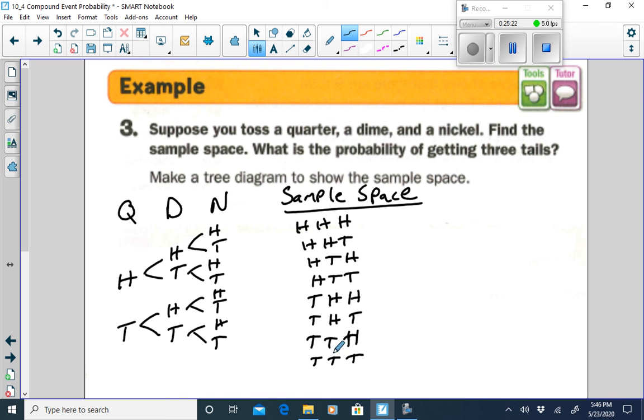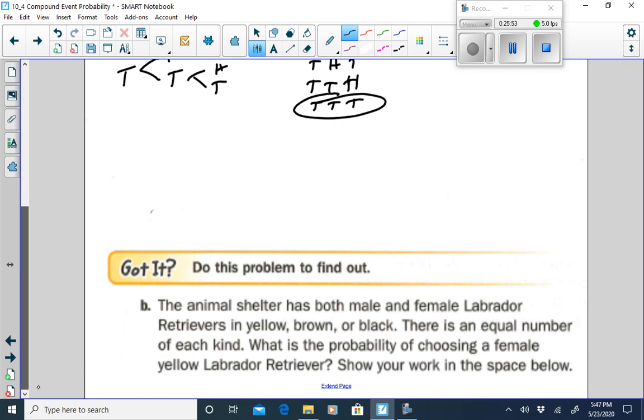What's the probability of getting 3 tails? Here's my 3 tails. So the probability of tails, tails, and tails is simply 1 out of 8. We could have used the counting principle for that, because you have a 1 out of 2 probability for the first tail, the second tail, and the third tail. So you'd multiply 1 out of 2 times 1 out of 2 times 1 out of 2, and that would also give you 1 out of 8. We could use that counting principle for those types of problems.